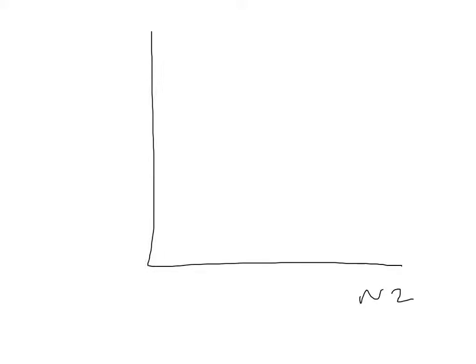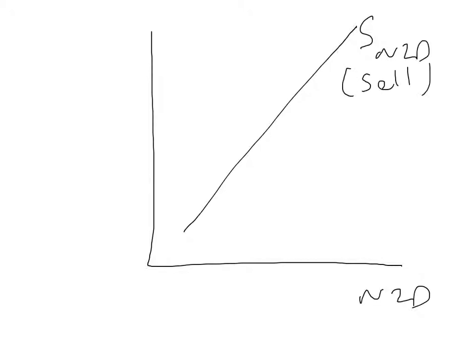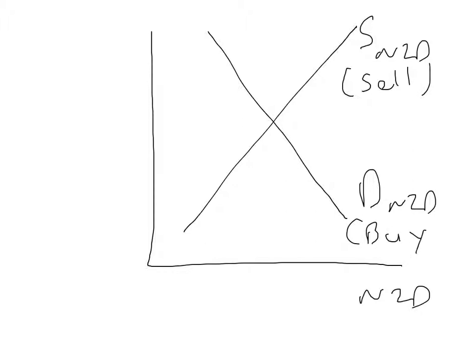Now, just to recap, just getting into the detail, what we've got down here are New Zealand dollars. Here is the supply of New Zealand dollars, and I put here sell. Then we've got the demand for New Zealand dollars, and in brackets here I put the word buy. And here we've got our equilibrium exchange rate.